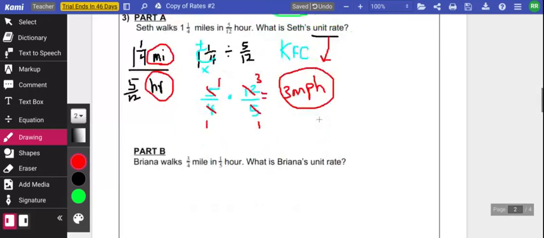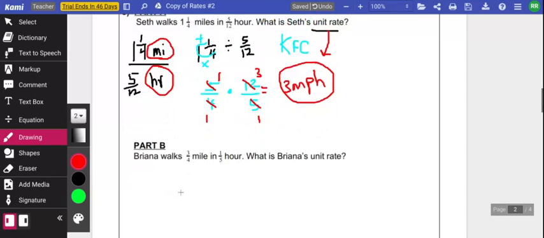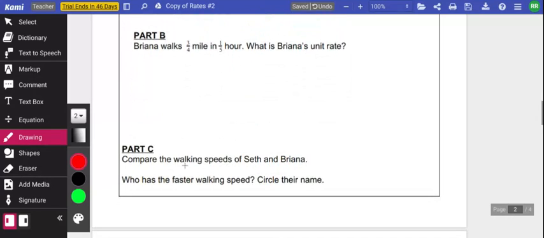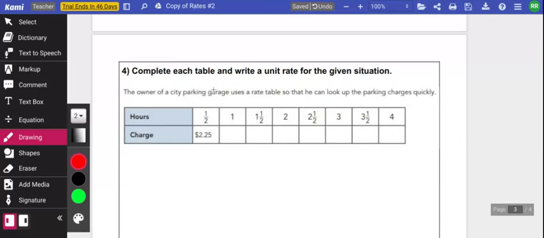In part B, we need Brianna's unit rate. So just like you did here in part 1, I want you to try it here in part B, find Brianna's unit rate, and then compare who has the faster walking speed, Seth or Brianna. Circle their name. Okay, number 4, complete the table and write a unit rate for the given situation.